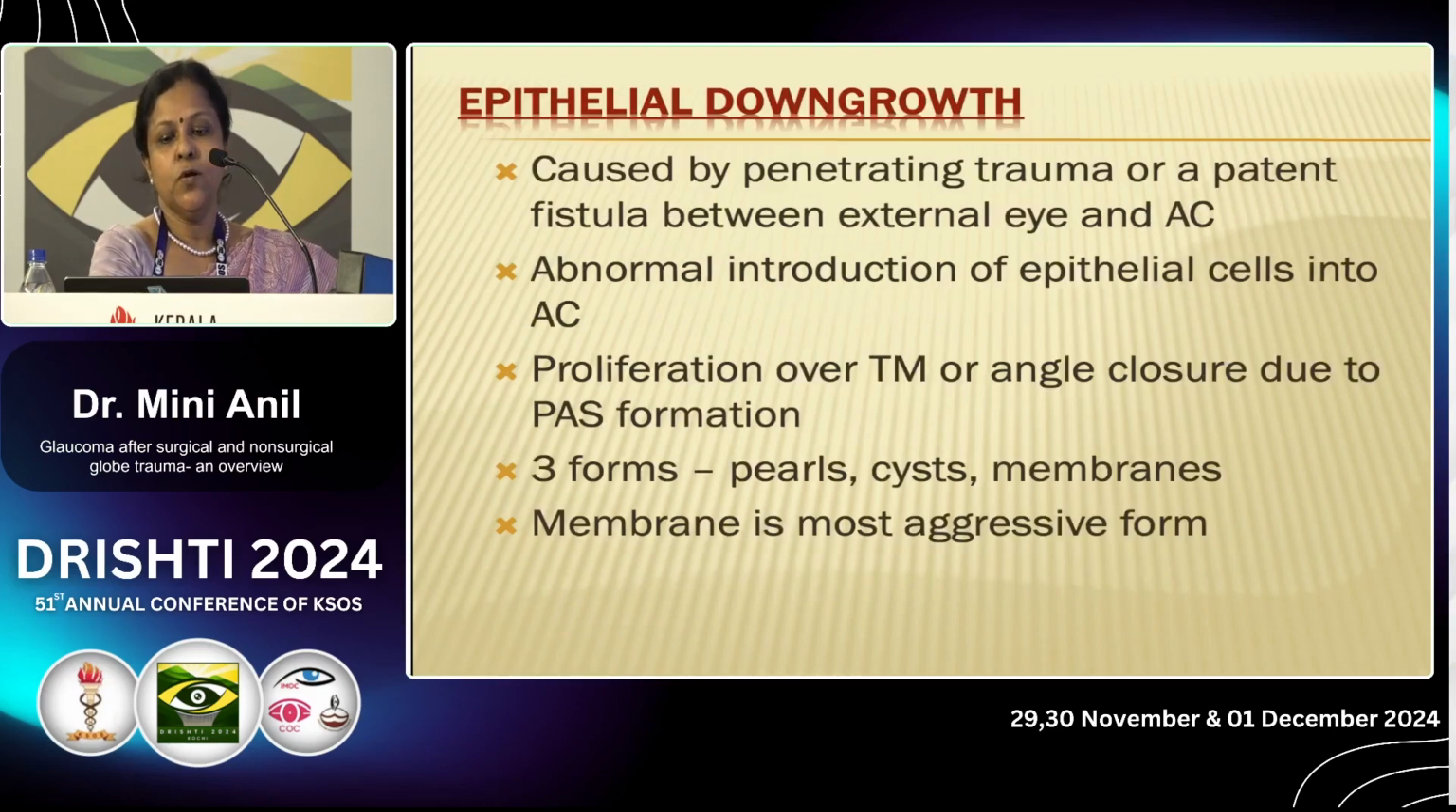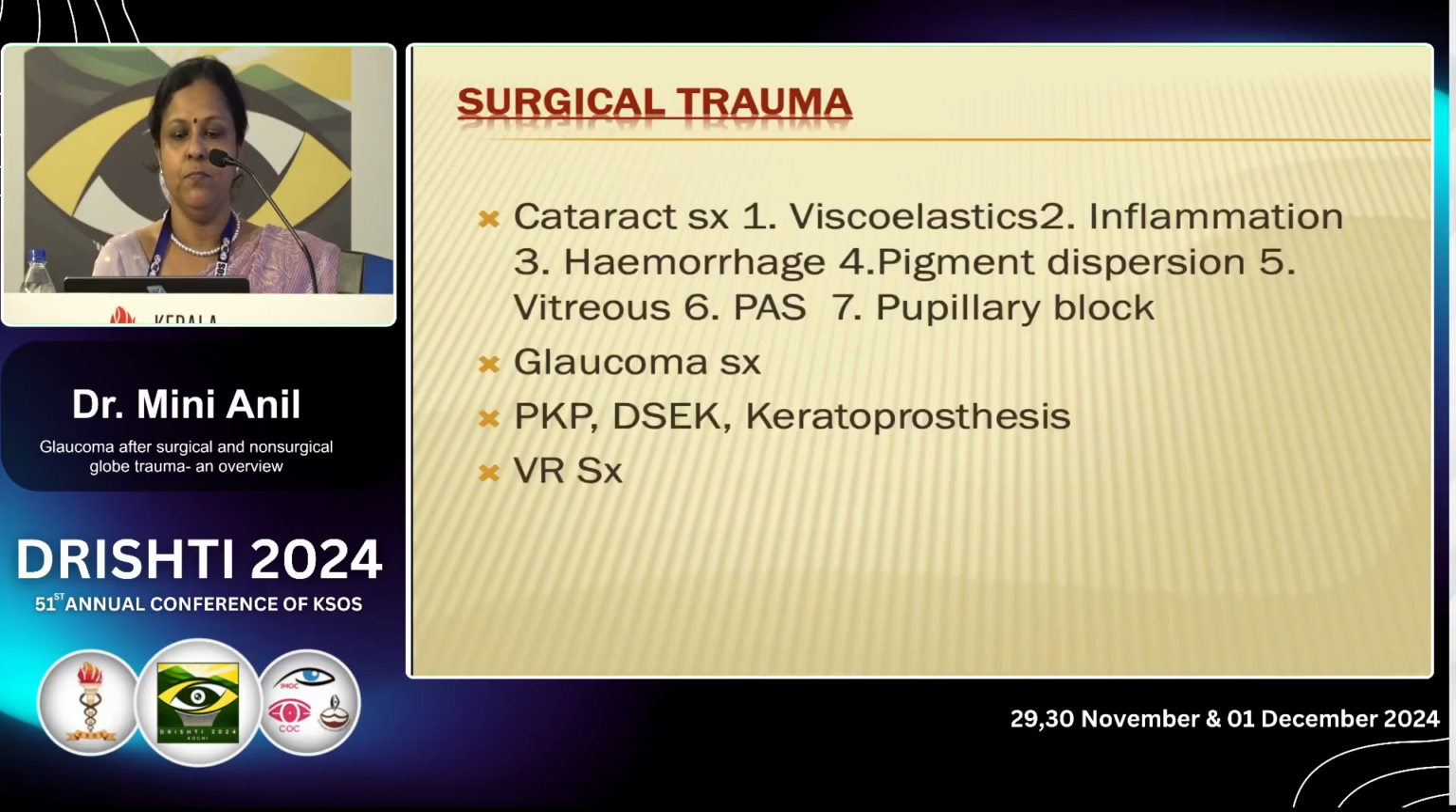Epithelial downgrowth is caused by penetrating trauma or a patent fistula between the external eye and anterior chamber. It leads to abnormal introduction of epithelial cells into the anterior chamber and proliferation over the trabecular meshwork, or angle closure due to peripheral anterior synechiae formation. There are three forms of epithelial downgrowth: pearls, cysts and membranes. Membrane is the most aggressive form.